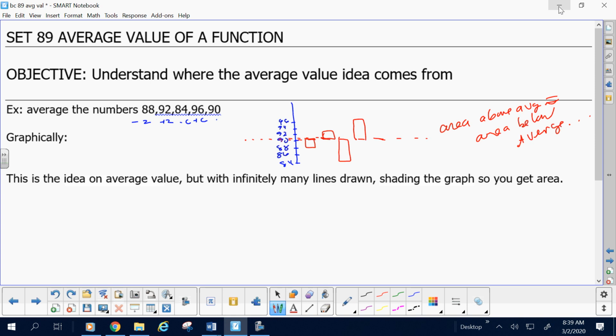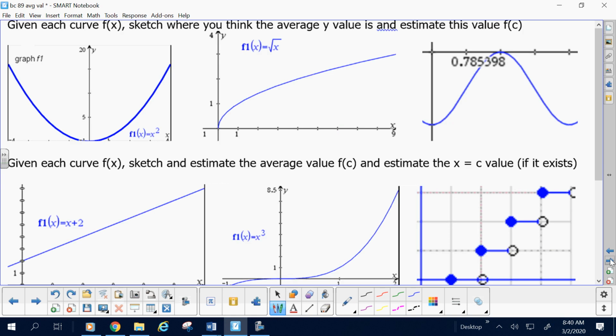infinitely many points. You're going to average infinitely many numbers. Let's think graphically, which shows infinitely many numbers. If I ask for each curve to sketch where you think the average y value would be, and then estimate that y value, let's do one together. So from here, y equals x squared, from 0 to 4 on each side, just ballpark, where do you think the average y value would be?